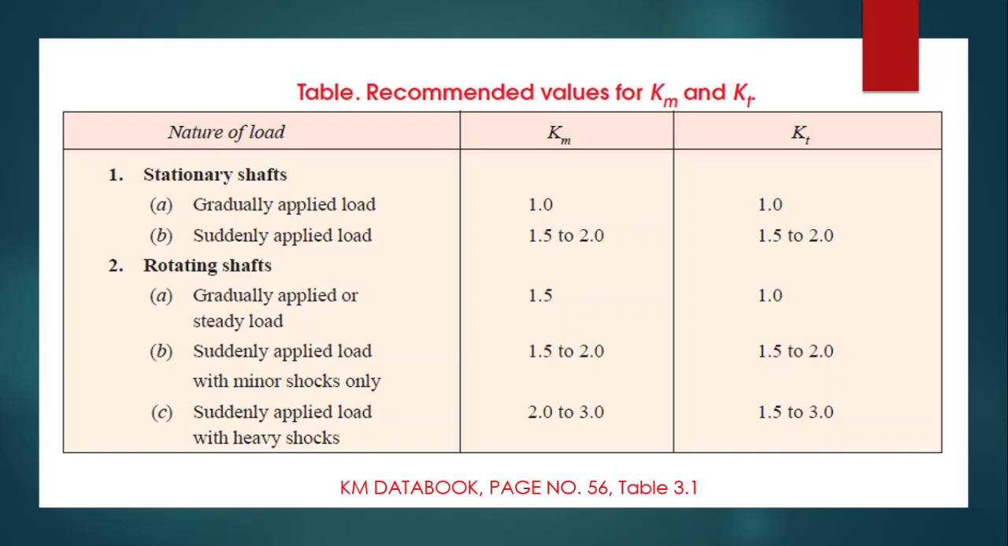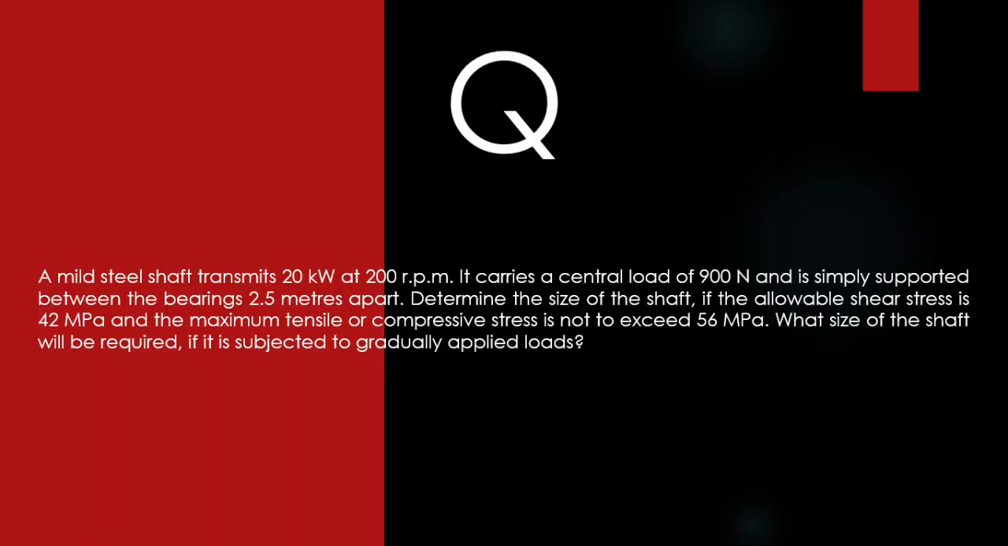This is the table which shows the recommended values for Km and Kt. First one is stationary shafts, and the second category is rotating shafts. We will have the value of Km in this particular column and Kt in this particular column, and this table is available in the design data book, page number 56, table 3.1.